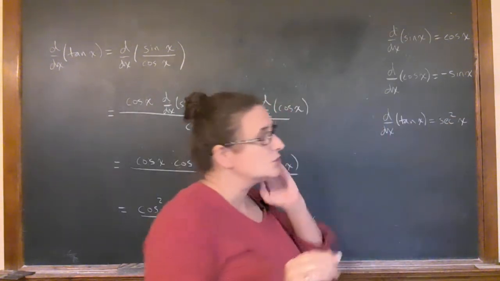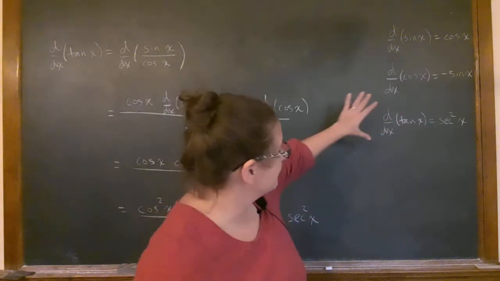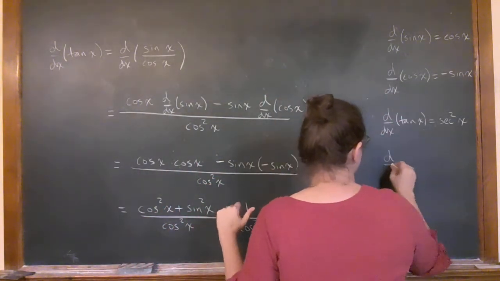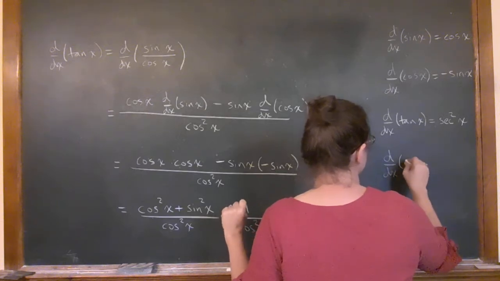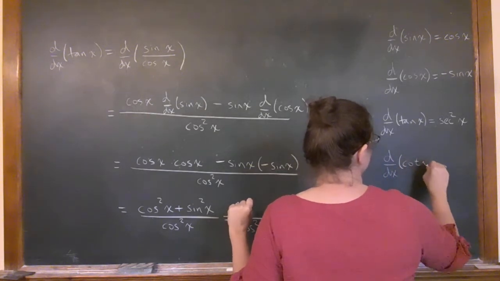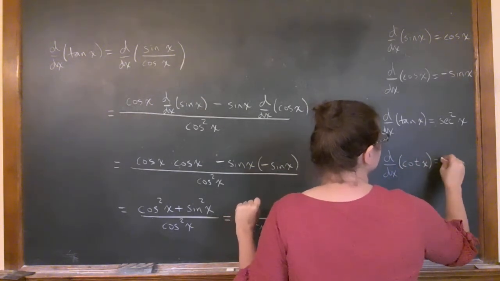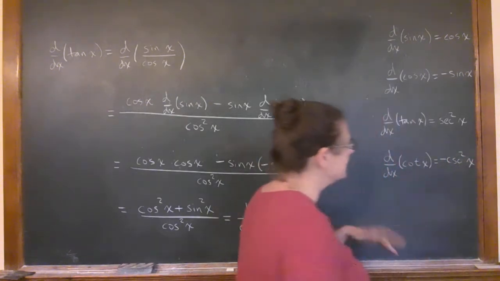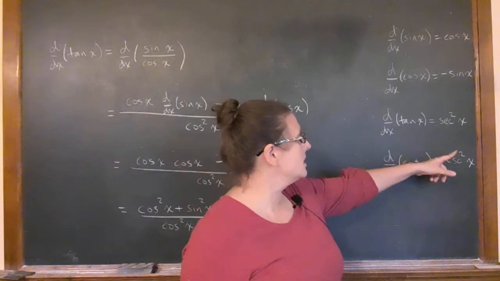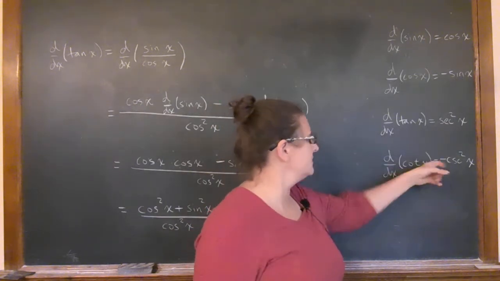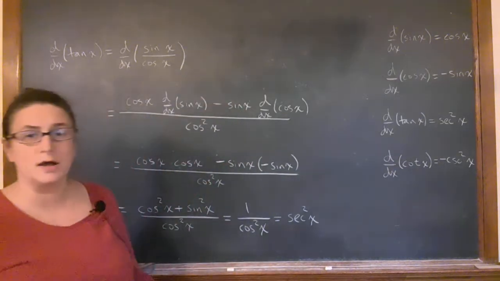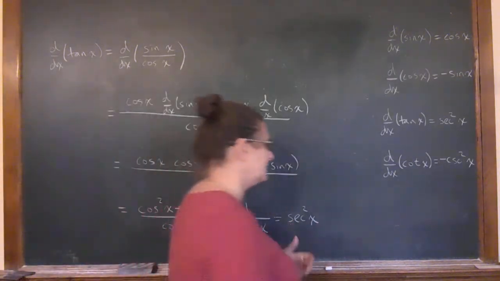I'm not going to do it again, but in the same way, you can do the derivative of cotangent, right? Because cotangent is cosine over sine. The derivative of cotangent is going to be negative cosecant squared. So again, it's the same pattern, but it gets a minus.